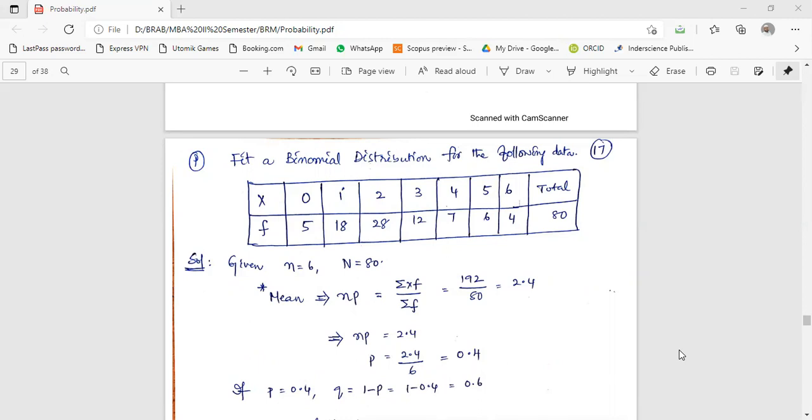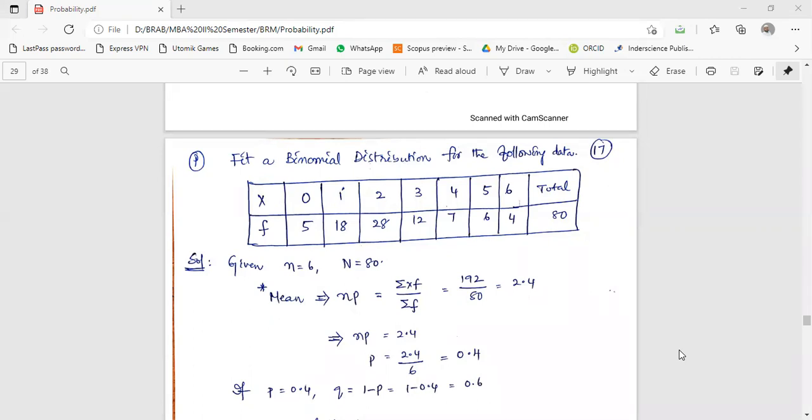So x and f. X will run from 0 to 6 and f means frequency. The corresponding frequencies are also given. So here x is a random variable. How many values is it taking? It is taking up to 6. In the previous examples we have seen the number of times the experiment is conducted: if a coin is tossed 3 times, if 2 coins are tossed 6 times, like that. Rather than giving the problem like that, he is simply giving the x value, and the maximum x value is 6. That means the experiment is performed 6 times, the trials are given.